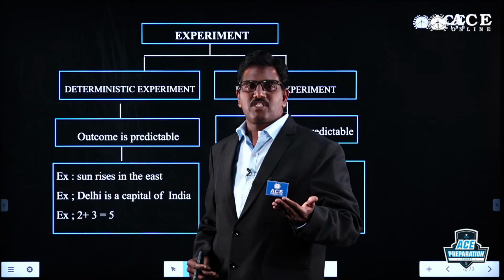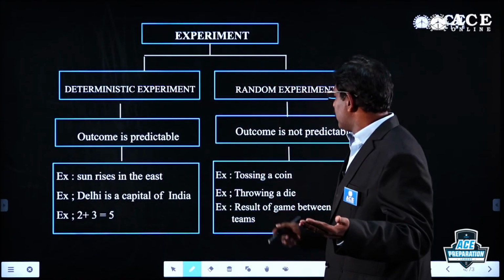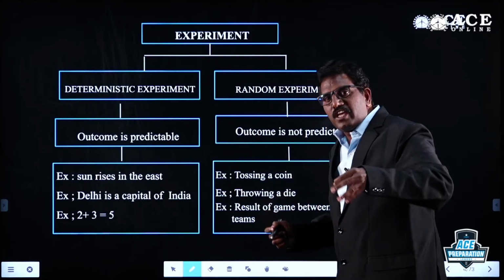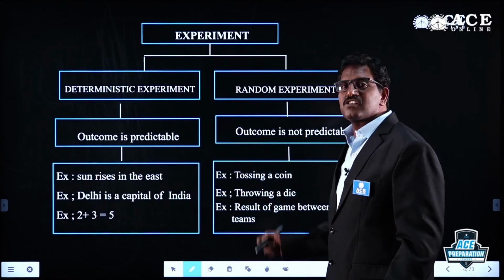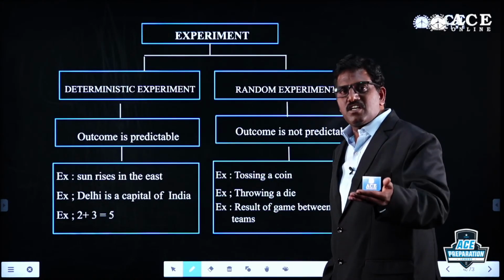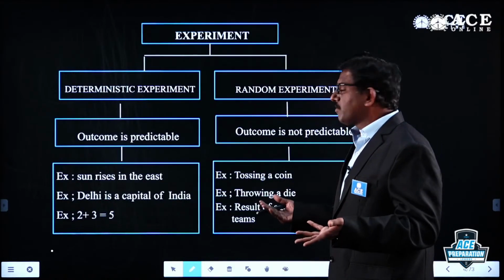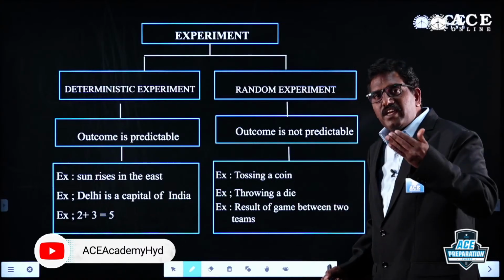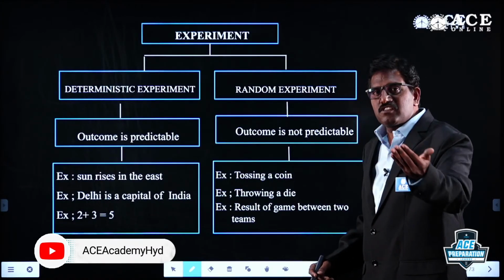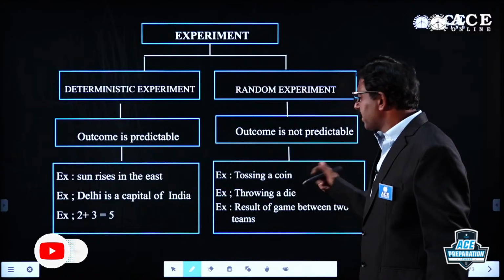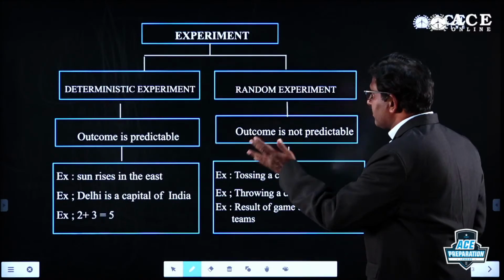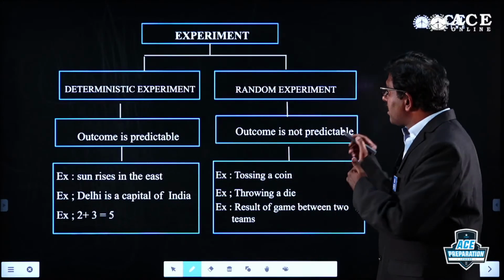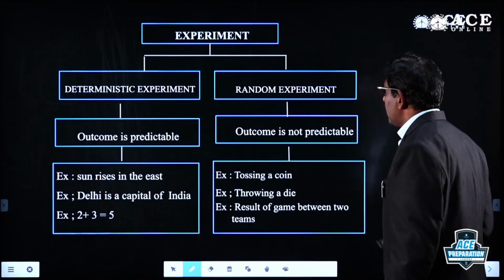Here there is a possibility, we can ask a question. If a coin is tossed, what is the chance of getting a head? Or what is the chance of getting a tail? Because we don't know the outcome, we can ask such questions. What is the chance of SRH winning? Or what is the chance of Gujarat Titans winning? Like that. So that is the difference between deterministic and random experiments.